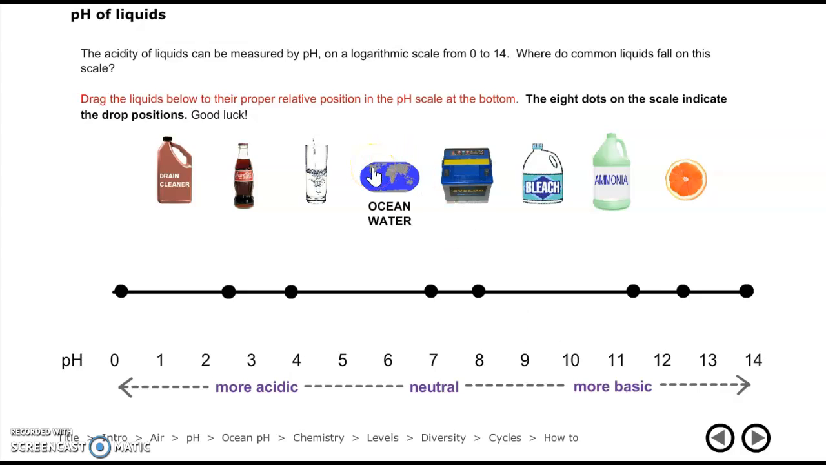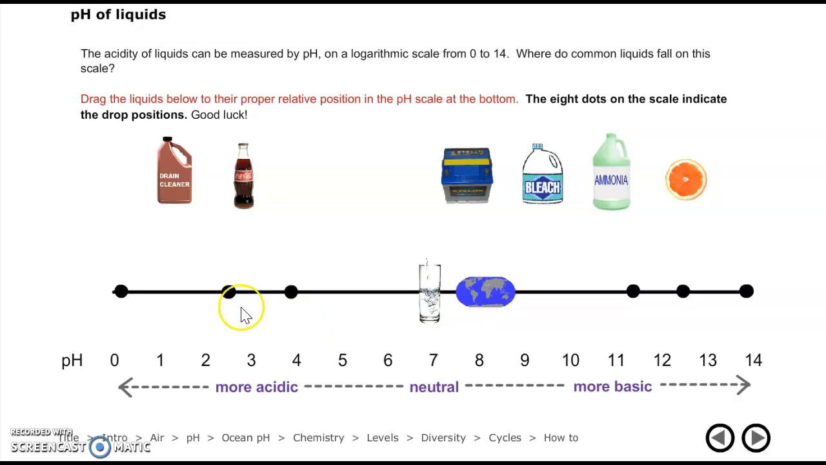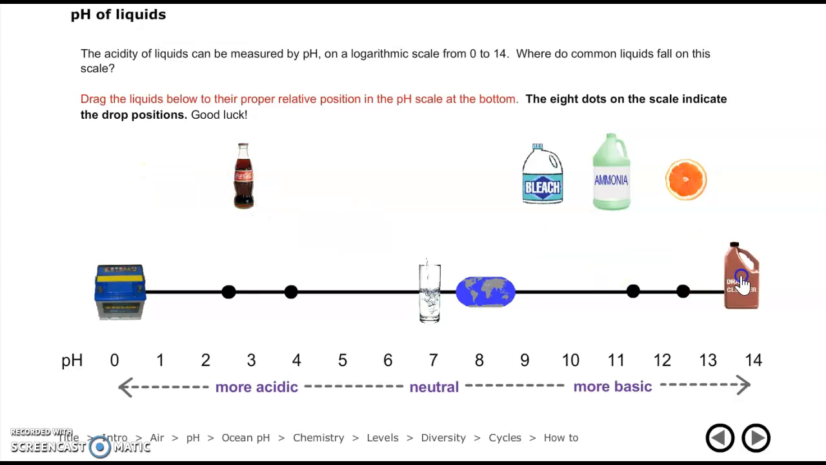All right. This little exercise is designed to show you that various liquids that we're familiar with end up in very different places on the scale. So a glass of drinking water should be neutral, kind of right in the middle. These are the oceans themselves. The oceans actually aren't neutral, even though they're water. They're slightly on the basic side. Really acidic things would be things like battery acid, and really basic things would be things like drain cleaner.